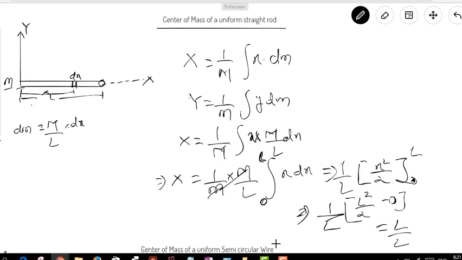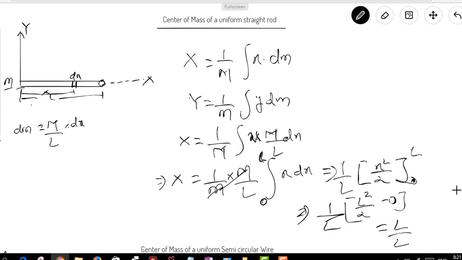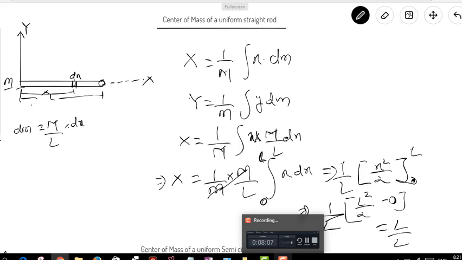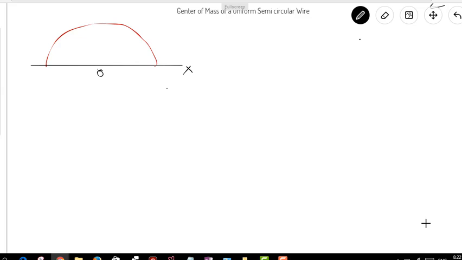So now let us take the center of mass of a second continuous body, which is a uniform circular wire. So let us assume that this is our uniform circular wire, and this is our x-axis, and we will take the y-axis like this, and the origin will be at the center of the uniform circular wire.